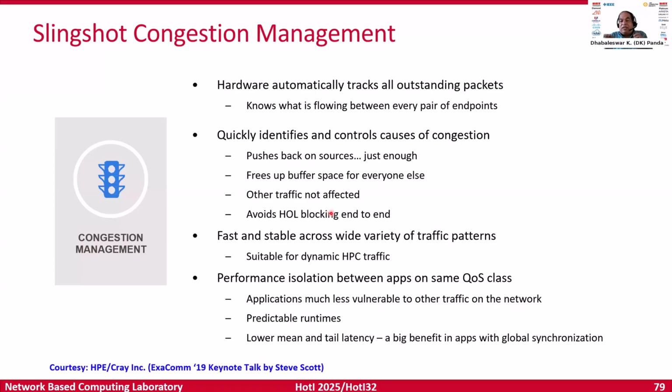Whenever there is congestion, you need to very quickly identify why or where that congestion is coming from. If you can detect that on a very large network and throttle the sender, then it will free up the buffer space for everyone else. Other traffic is not affected. It avoids HOL blocking. That's exactly what they have implemented in Slingshot, and that's why it was chosen.